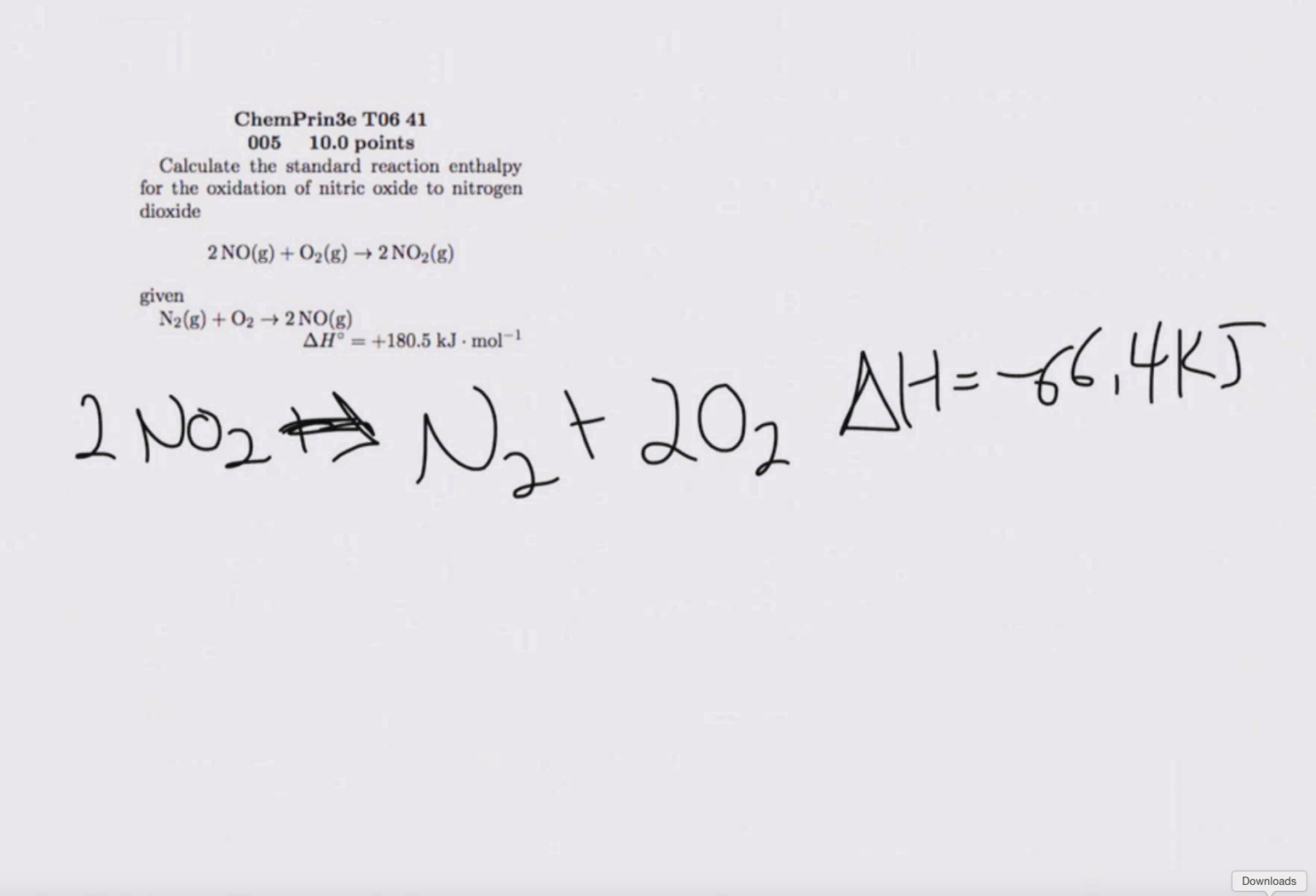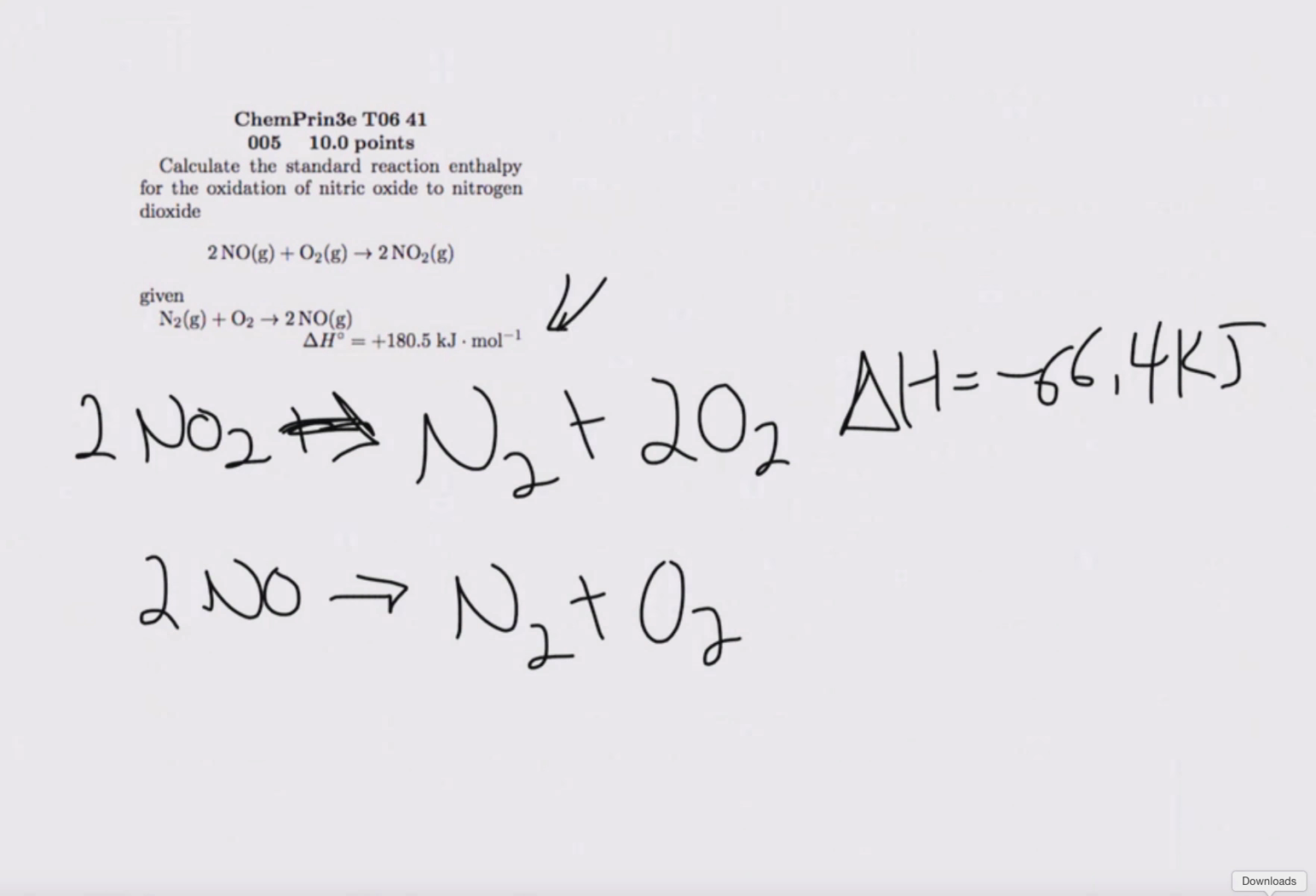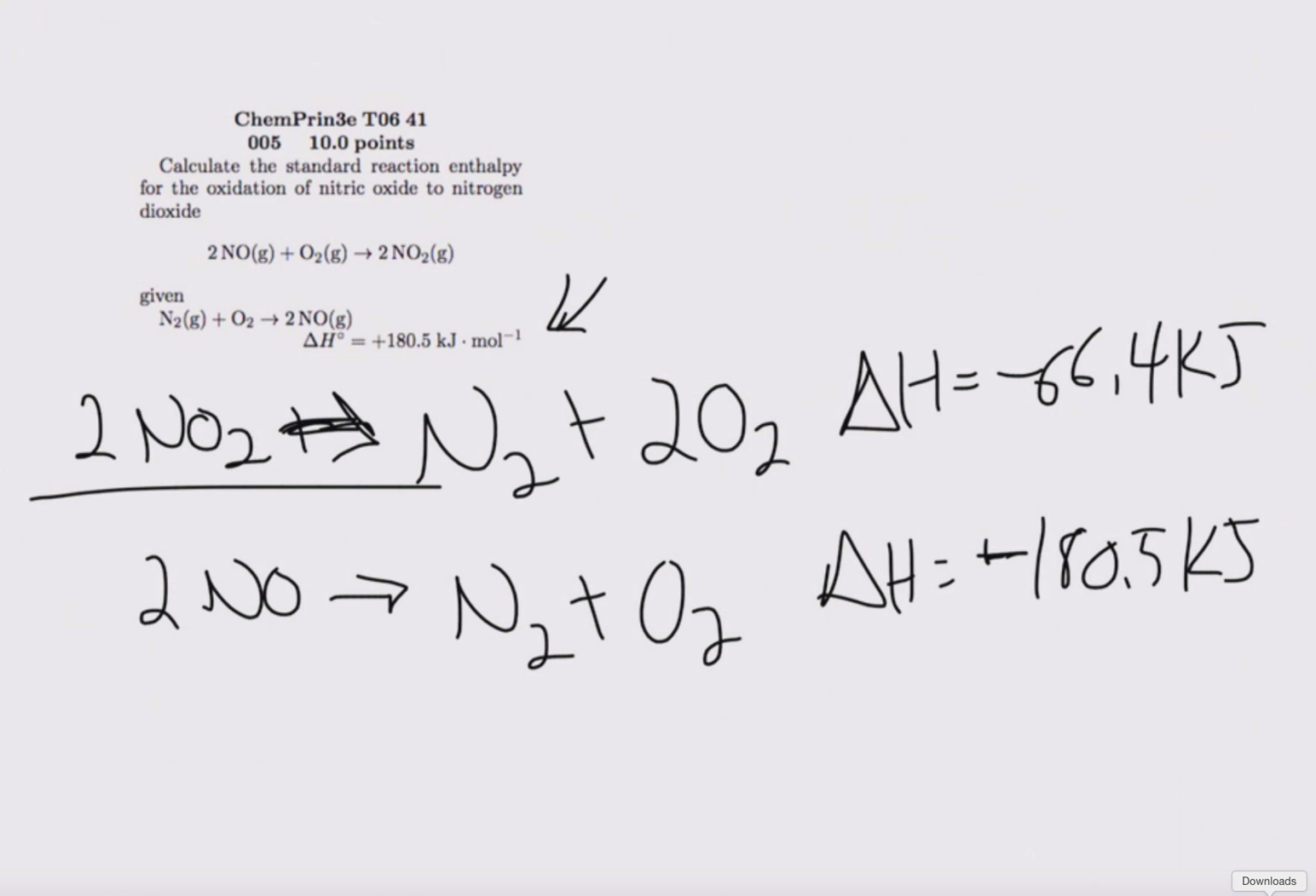So we're going to end up with 2NO produces N2 plus O2, and because we're reversing this first reaction, we need to reverse the sign of the change in enthalpy. So that means it's going to be negative 180.5 kilojoules.